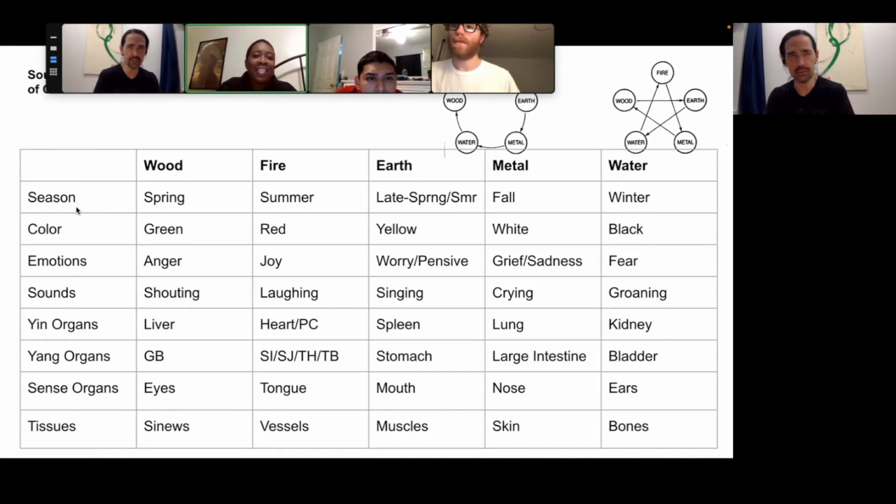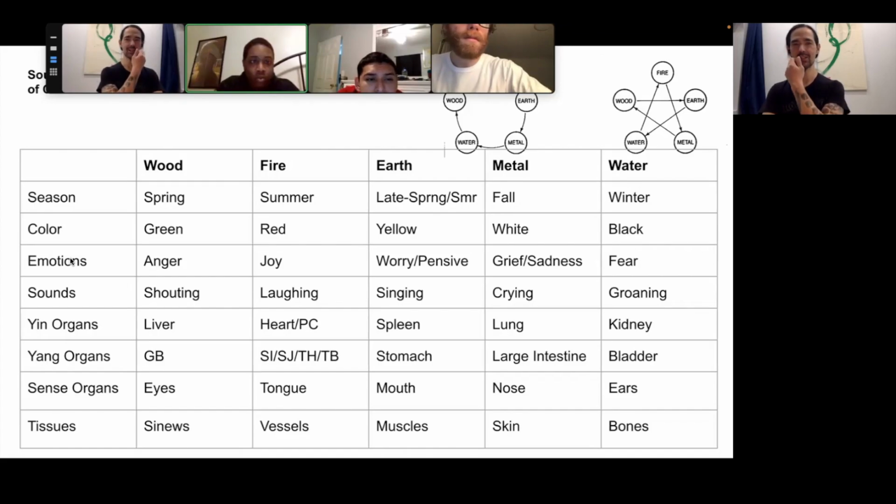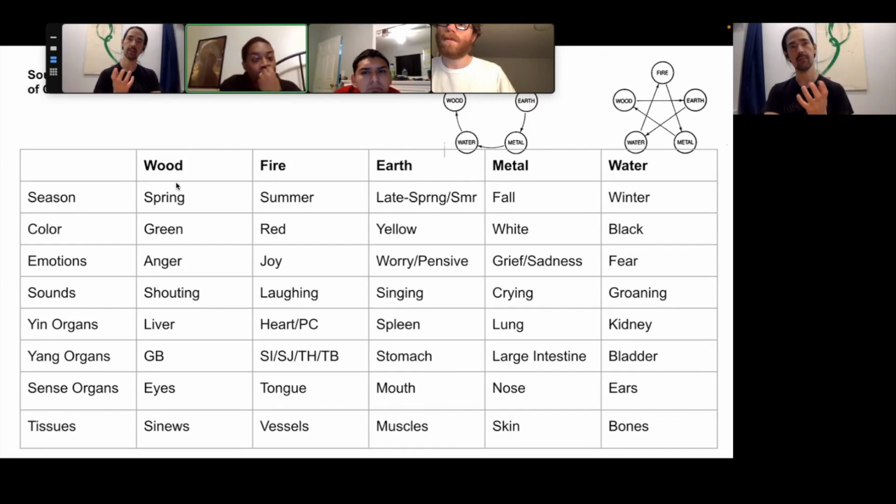There's I think like 24 correspondences. A correspondence is, you know, what season is wood, what color is wood, what emotions are wood. But I just chopped it all down and organized it into the half dozen or so that I think are the most important, most likely to see, and most useful. So for wood, the season is spring. In the springtime, that's when the shoots start to press up from the ground. The color green is wood. The green shoots press up through the hard frozen ground in the springtime, March, April.